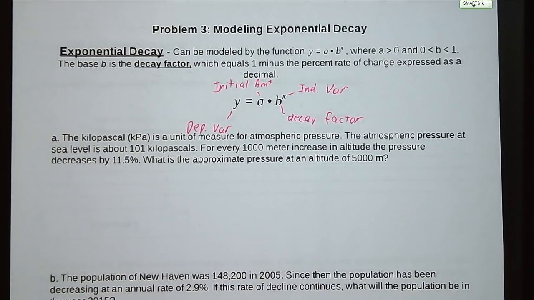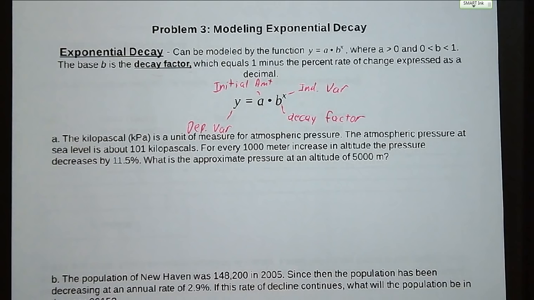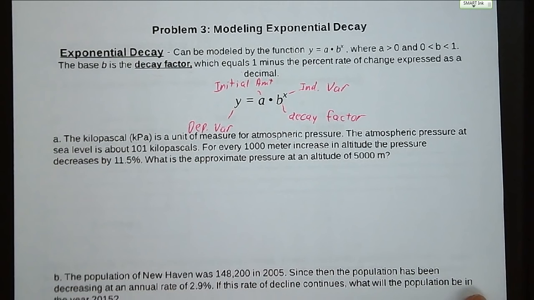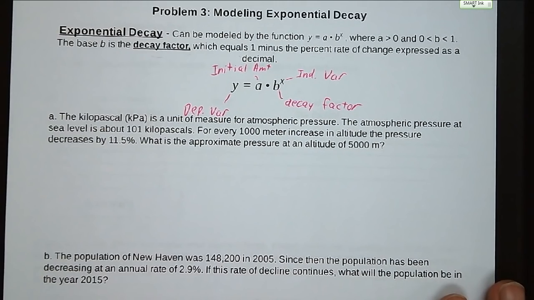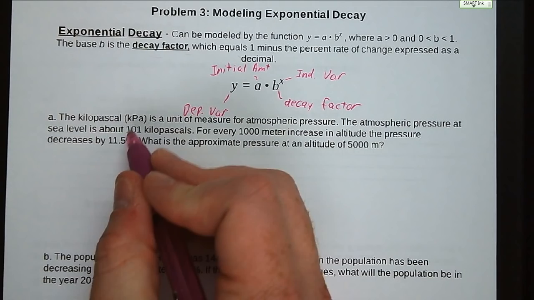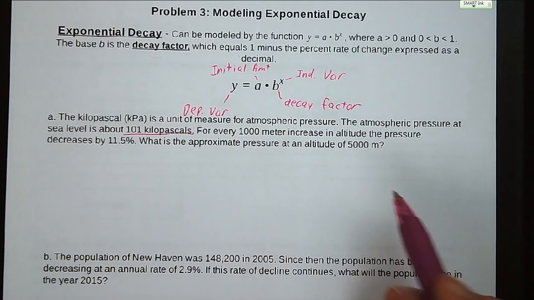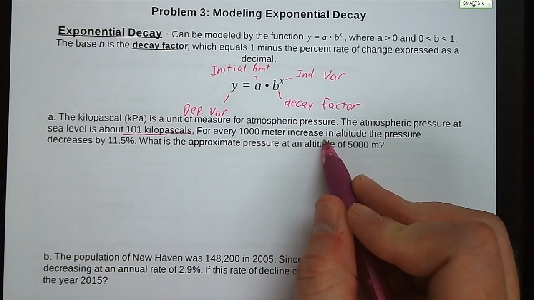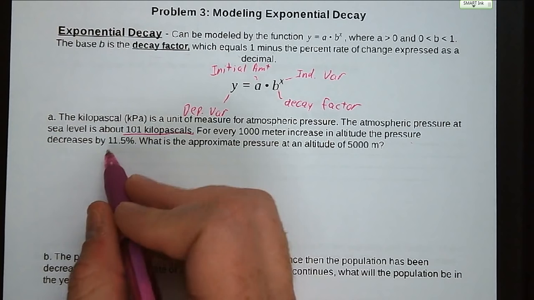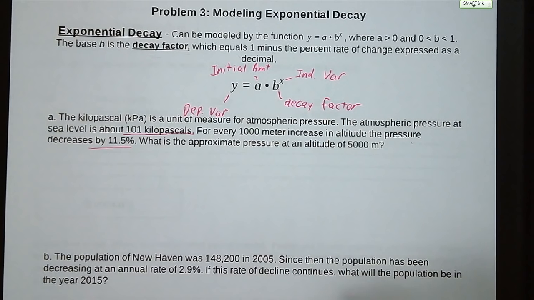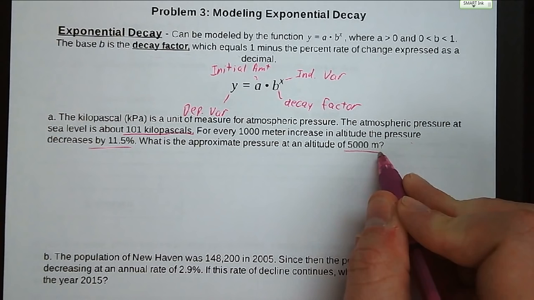All right, so the kilopascal is a unit of measure for atmospheric pressure. The atmospheric pressure at sea level is about 101 kilopascals. For every 1,000 meter increase in altitude, the pressure decreases by 11.5%. What is the approximate pressure at an altitude of 5,000 meters?